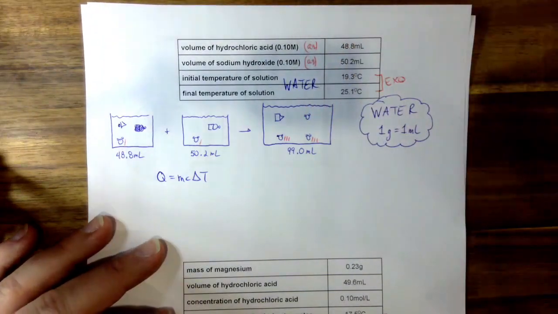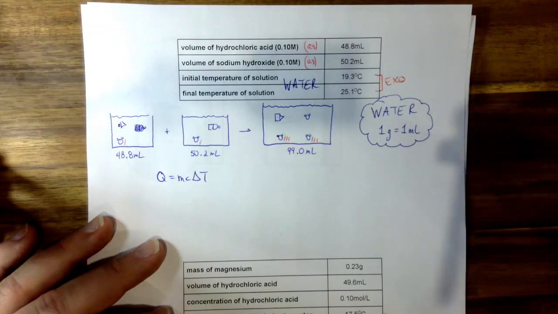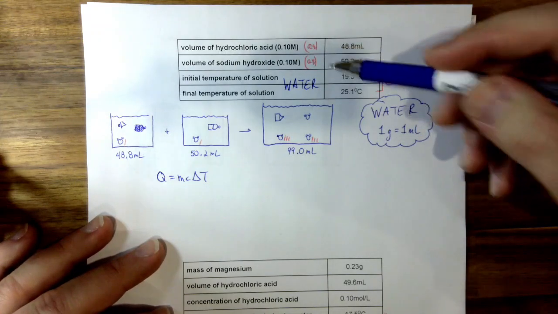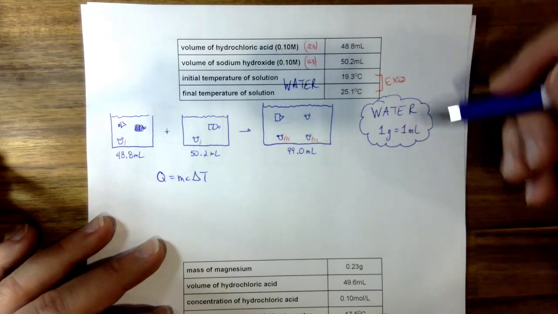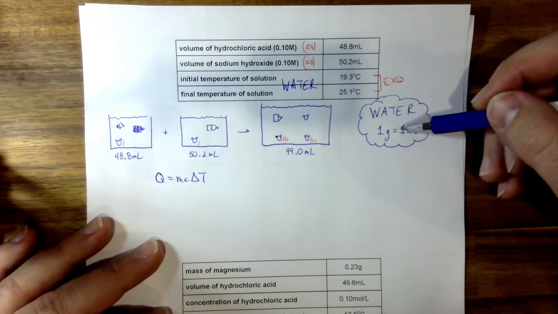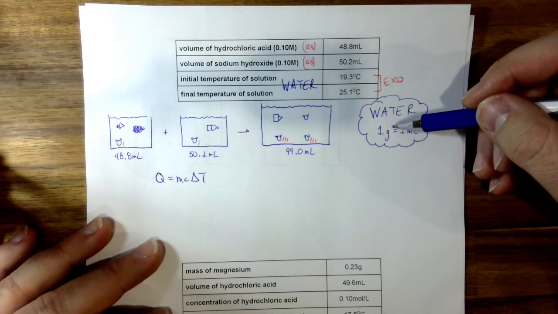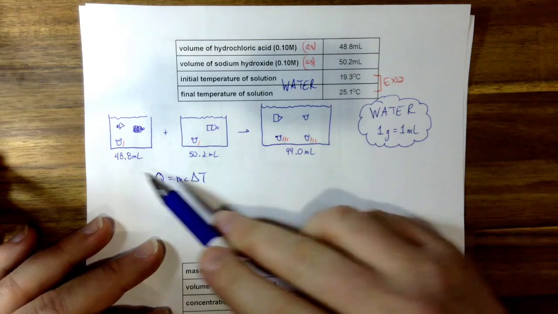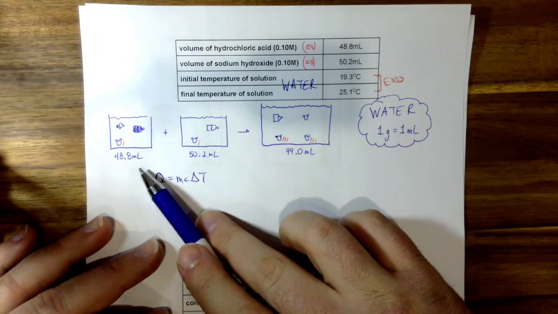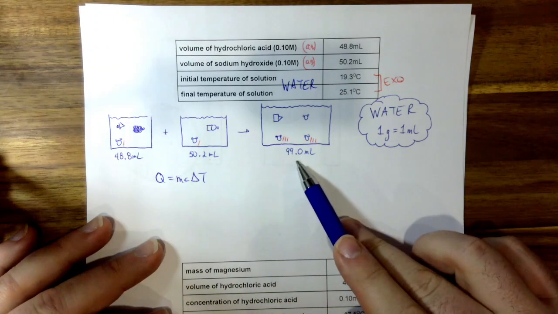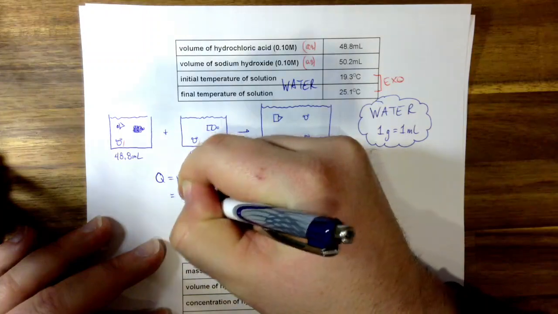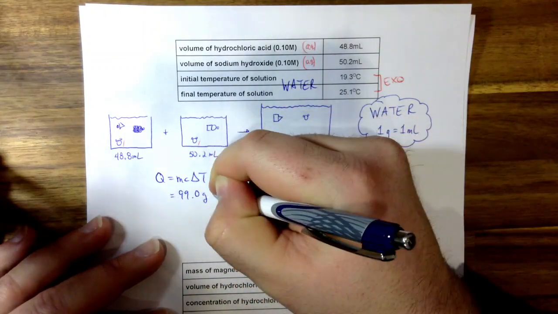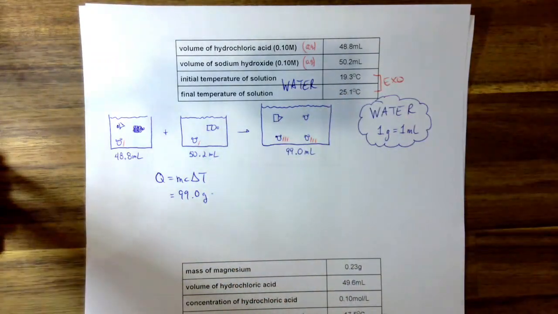Okay, it's almost always going to be the water unless they explicitly say something else. But if they say solution or calorimeter, they're talking about the water. Another interesting thing to know about water is that every 1 milliliter of water is equal to 1 gram of water. So, because we combine these two, 48.8 and 50.2, we have 99 milliliters of water. That is 99 grams of water.